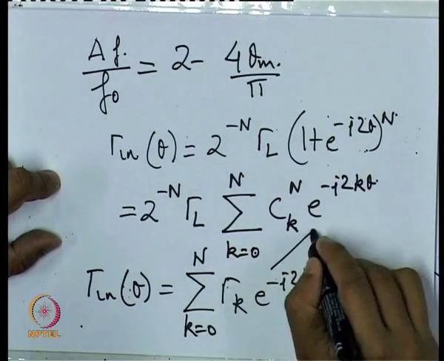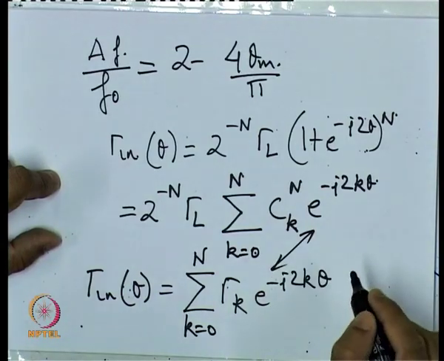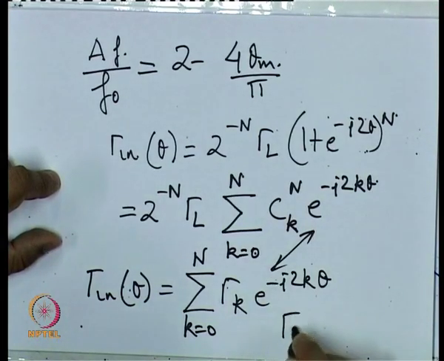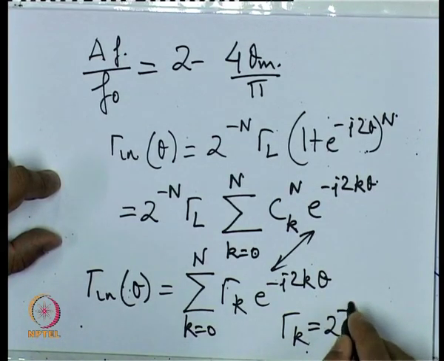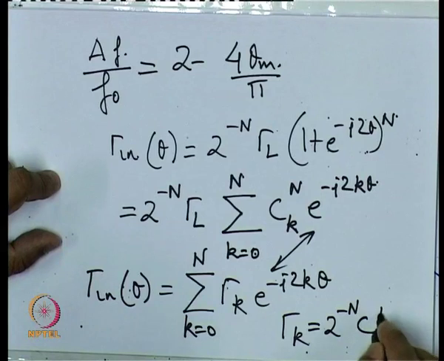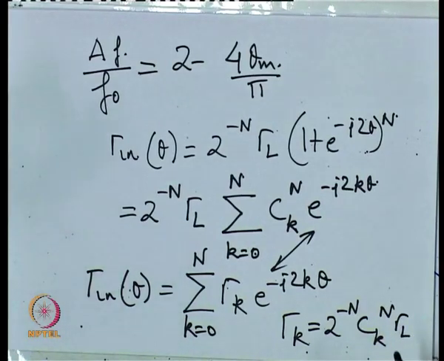So, we see that these two equations are very similar, so similar that we can write the values of gamma k like this. See what we achieved here. We have written an expression for gamma k in terms of the coefficients of the binomial function, of the coefficients of the equation that we stated for the binomial transformer. And so now gamma k is in terms of gamma l.